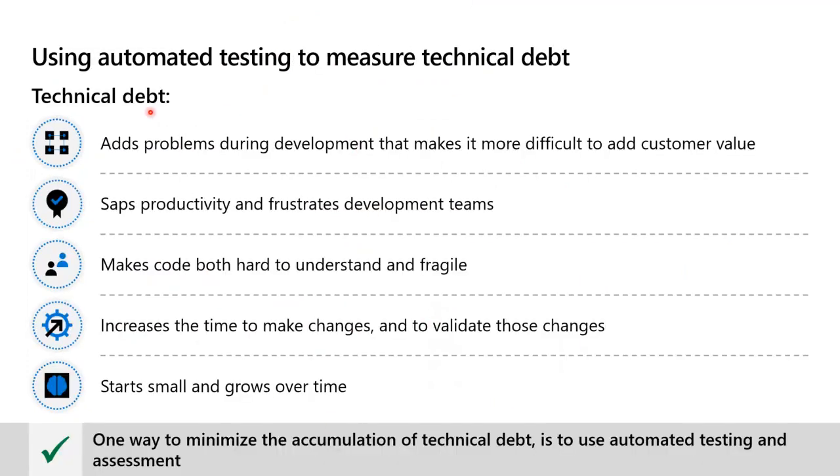The main idea is that we want to use tools that allow us to automate the identification of technical debt. It adds problems during development, makes it more difficult to add customer value, saps productivity and frustrates development teams, and makes code both hard to understand and fragile. One way to optimize the accumulation of technical debt is to use automated testing and assessment.